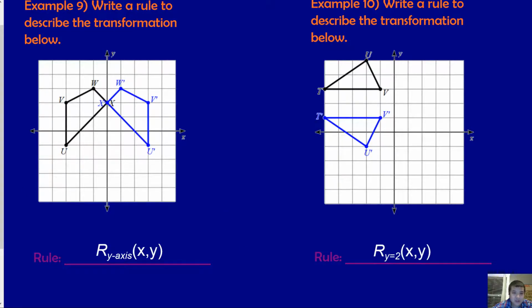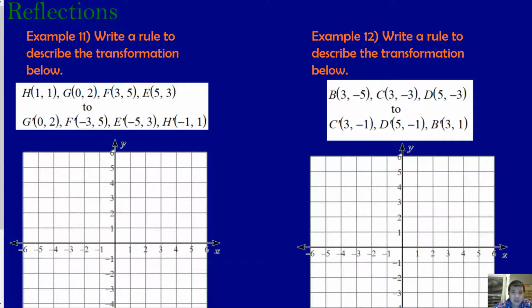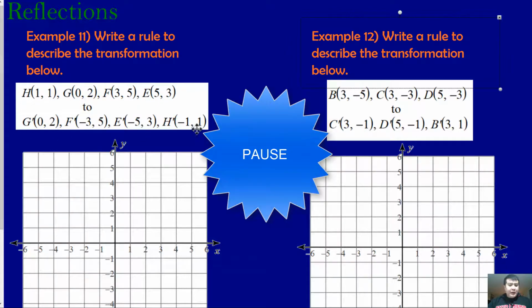Okay. Over here, it says describe the rule for the transformation below. So if we go from, we have these points right here. So go ahead and graph this figure right here, this pre-image, and then graph this image and see what happens.